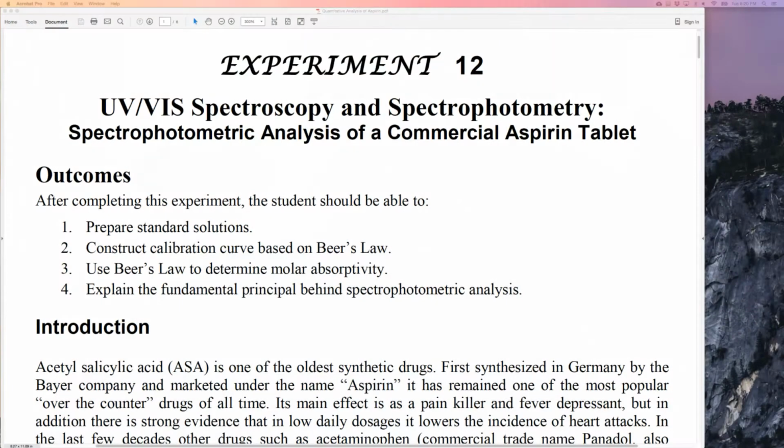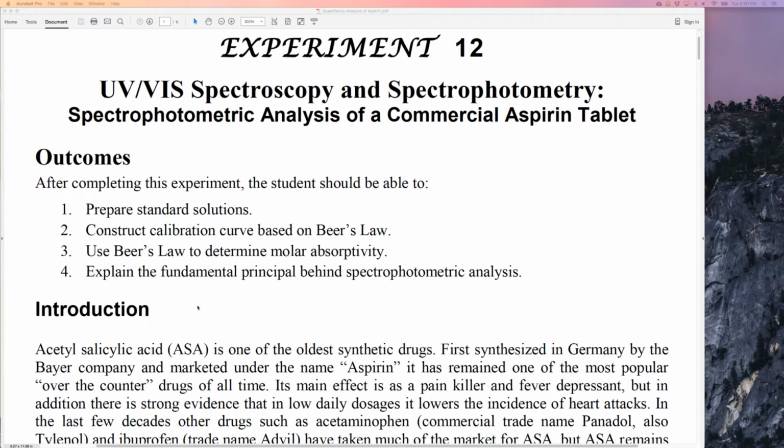A couple things I wanted to show on the PDF. The major outcomes here are we're going to be able to prepare these standard solutions. I'm going to talk a little bit about preparation. We're also going to be able to construct the calibration curve, and I'm going to talk a little bit of theory on Beer's law, which we haven't covered yet in the classroom, but is very important when we're talking about solution chemistry, particularly on the quantitative scale.